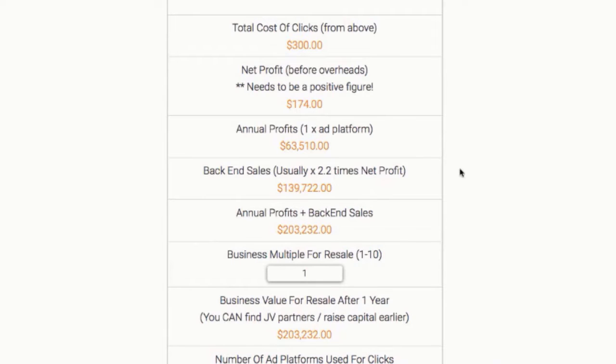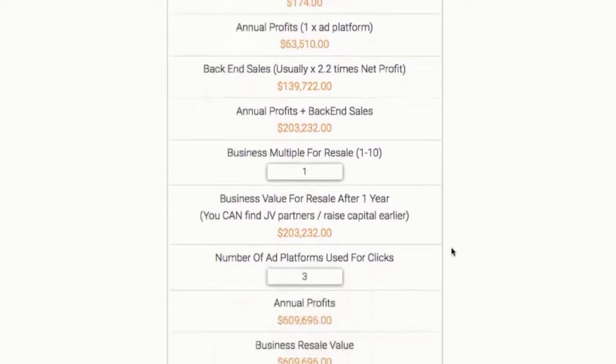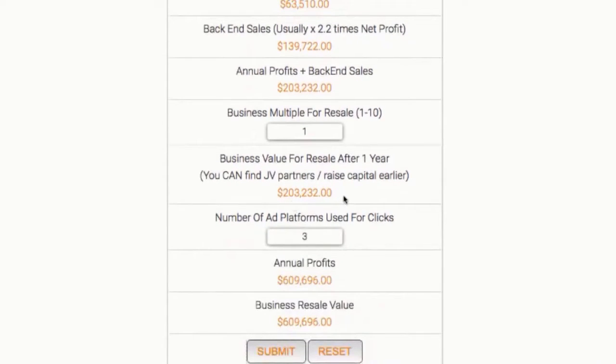So let's add our annual profits together with our back-end sales, and then our business multiple for resale is only 1. So that means that after 1 year, our company is going to be worth around $203,000. We're going to use 3 ad platforms, and that makes our annual profits just over $500,000 with a business resale value of $609,000. Now let's see what happens if we put in a 3 multiple there. It would obviously change things quite dramatically.